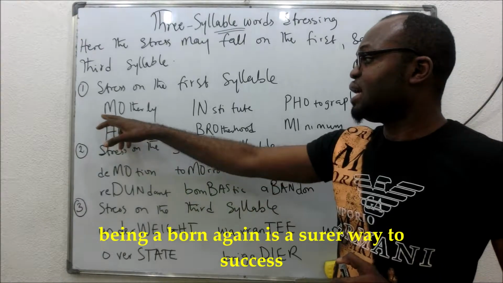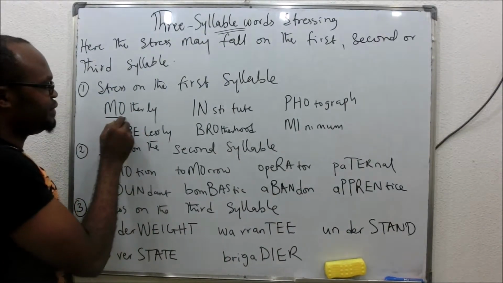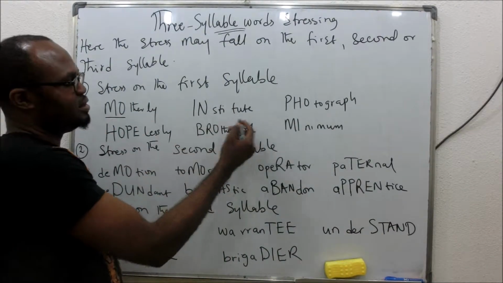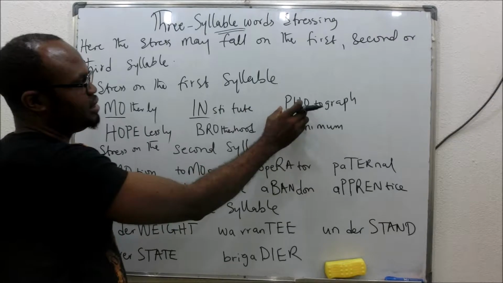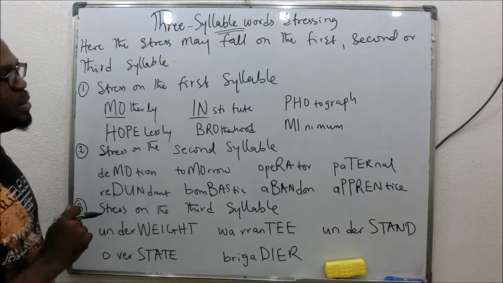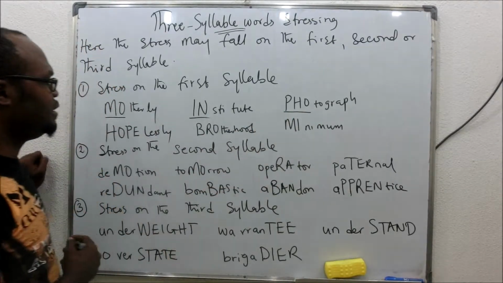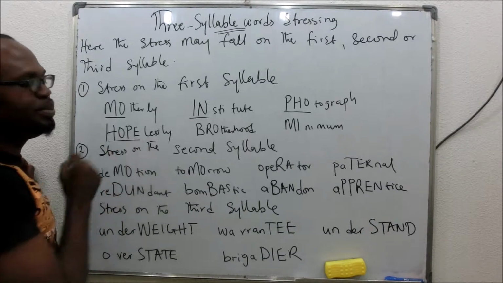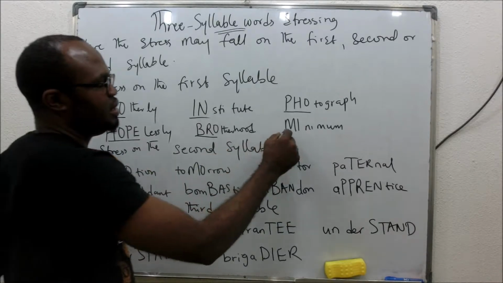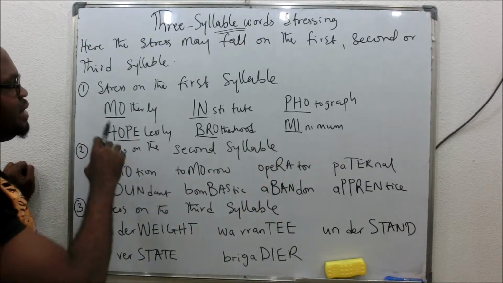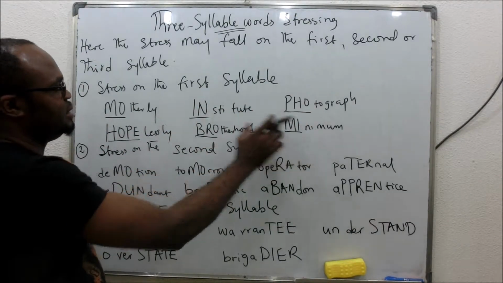We have words like motherly. The stress is on this first syllable. Institute, as is indicated, you can see the capital letter; the syllable with the capital letter is the one stressed. Photograph, hopelessly, brotherhood, minimum. So all these trisyllabic words have the stress on the first syllable.